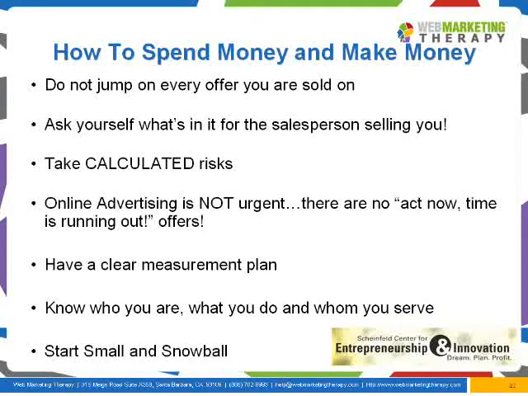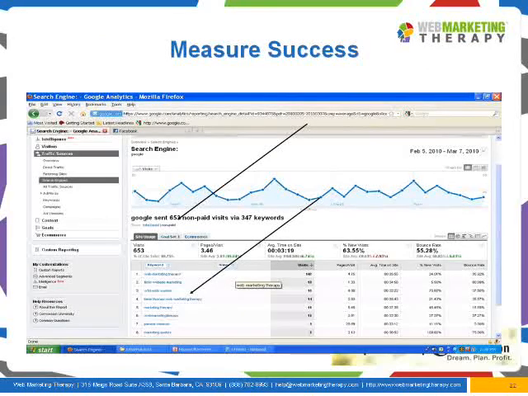Have a clear measurement plan. Know who you are, what you do, and whom you serve. When you know those three points, it will really help you target and figure out what online advertising to do. And you don't have to spend $10,000 up front. You can start very small with a very small budget, learn what works, take away things that don't, build on your successes, and start to snowball.